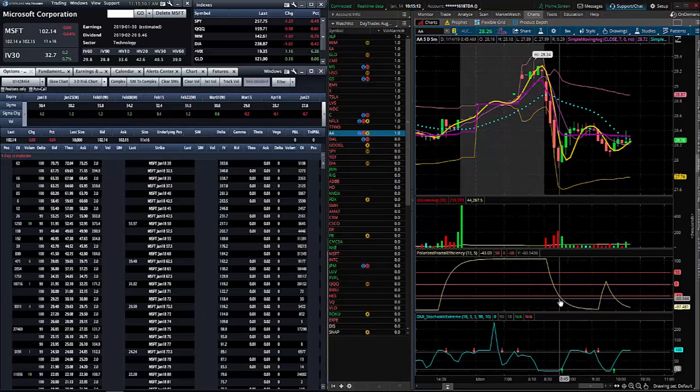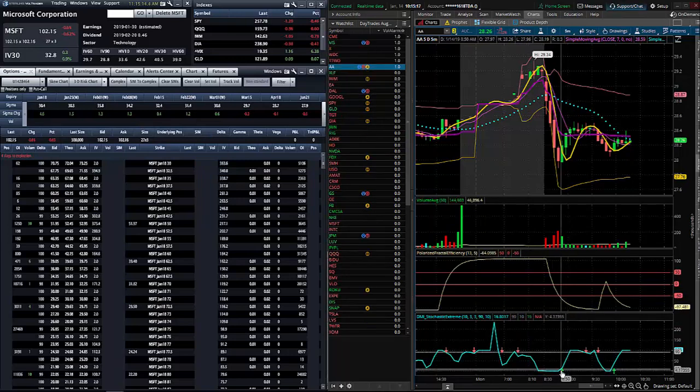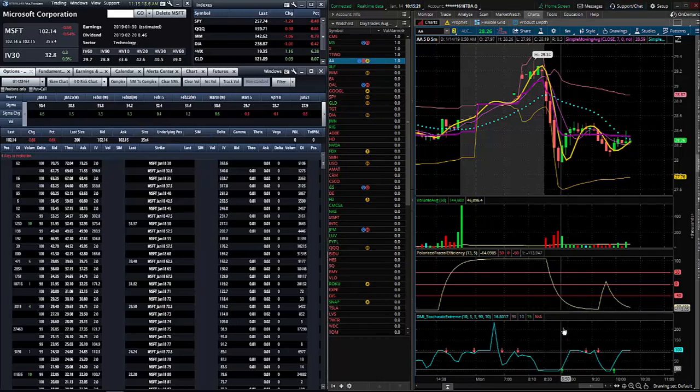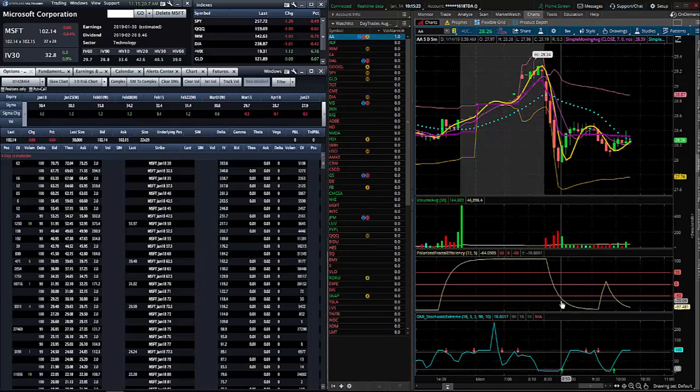And when I pulled the stop, it was when this DMI ticked up. I could tell that it was starting to lose steam. So this was pinned down. This was on the way. And then when this ticked up, that's when I pulled the string and said, it's time to get out. Just never got that follow through.